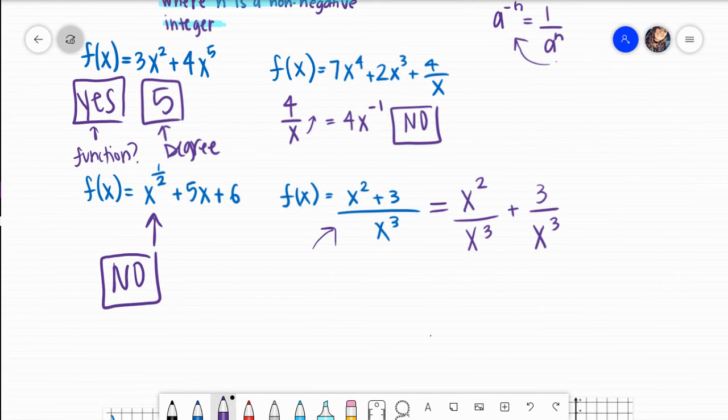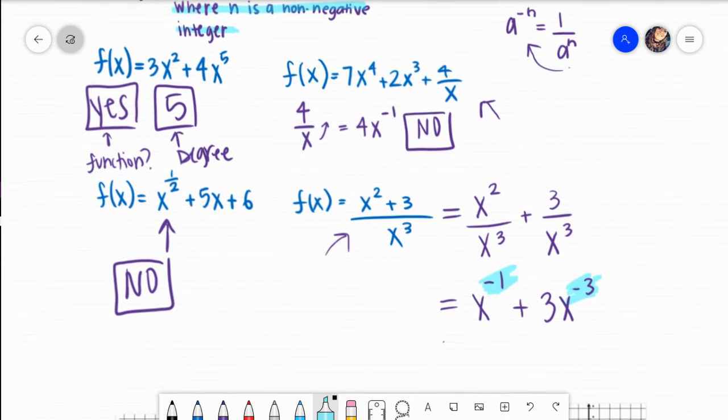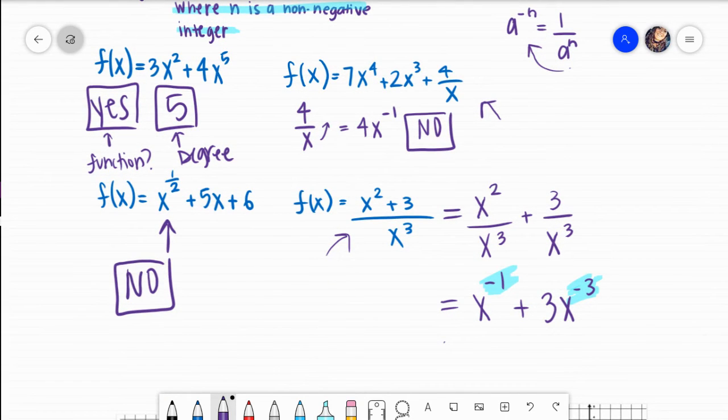And I know that with the exponent rules, when you divide variables, what you do is keep and subtract. And then we would have the rule that we just did here, which is if it is being pulled from the bottom up to the top, you change the sign on the exponent. So both of these exponents are negative, and I needed to be looking where n is a non-negative integer. So no, this is not a function.